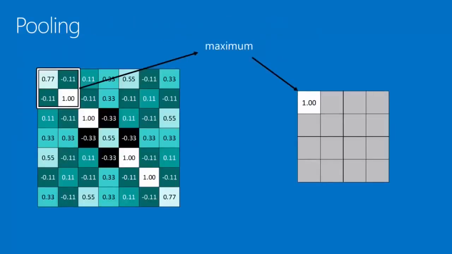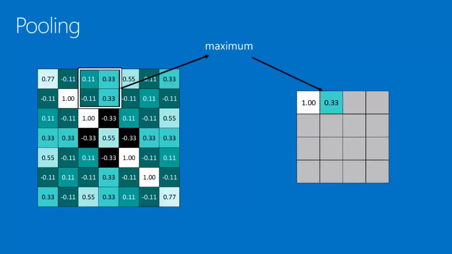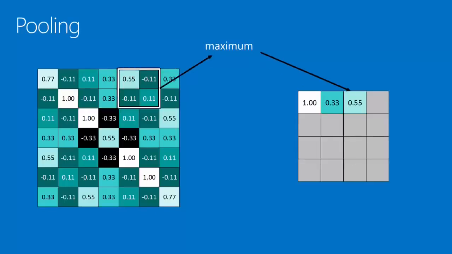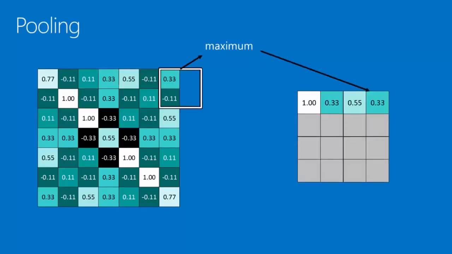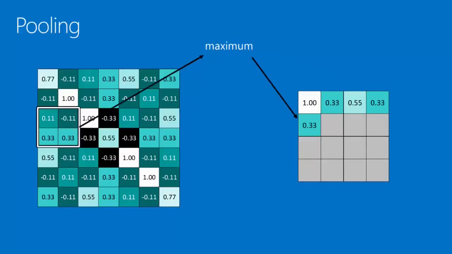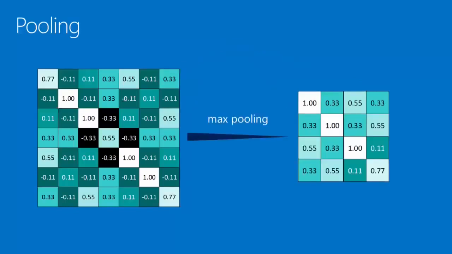So to illustrate this, we start with our first filtered image. We have our 2 pixel by 2 pixel window. Within that window, the maximum value is 1. So we track that and then move to our stride of 2 pixels. We move 2 pixels to the right and repeat. Out of that window, the maximum value is 0.33, etc., 0.55. And when we get to the end, we have to be creative. We don't have all the pixels represented, so we take the max of what's there. And we continue doing this across the whole image.